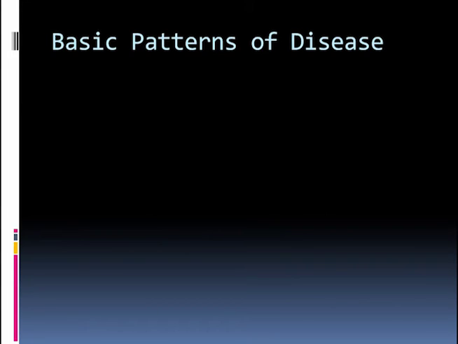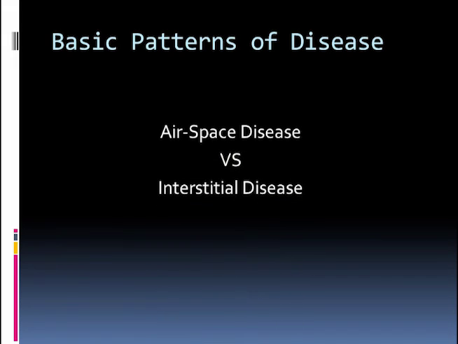All right, we're going to go back to the basic patterns of disease. We talked about airspace disease, and we've pretty well finished that topic. Now we're going to talk about interstitial disease, and in particular, we're going to talk about pulmonary edema.